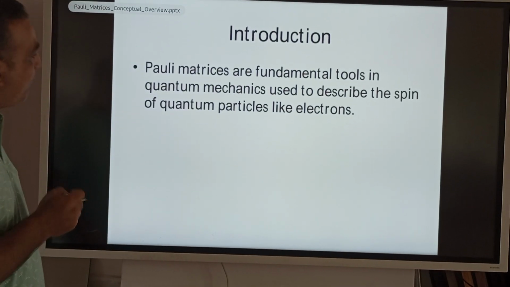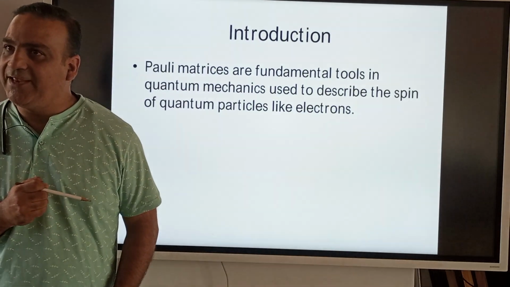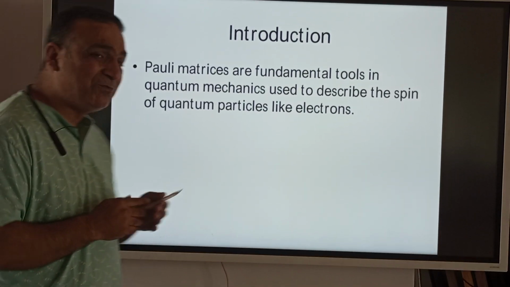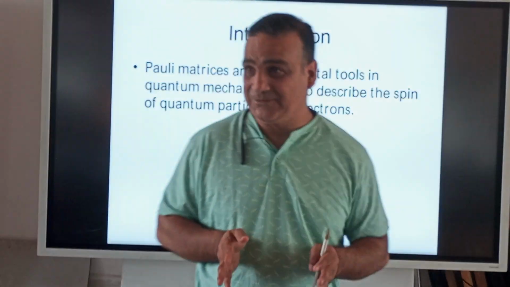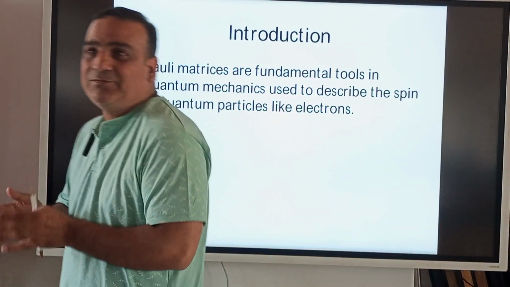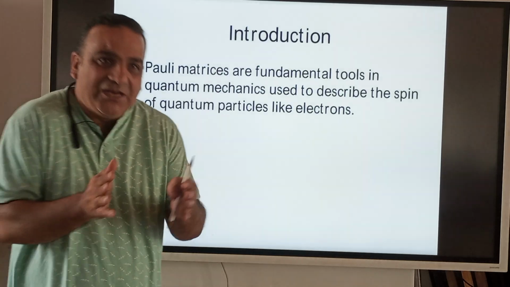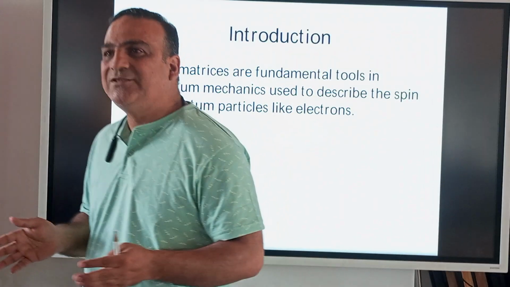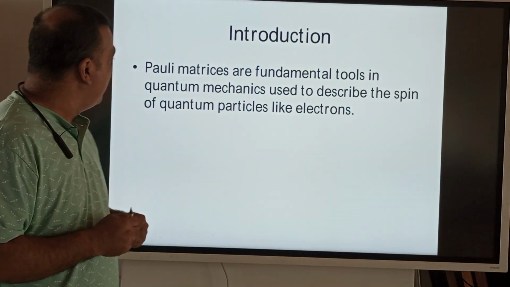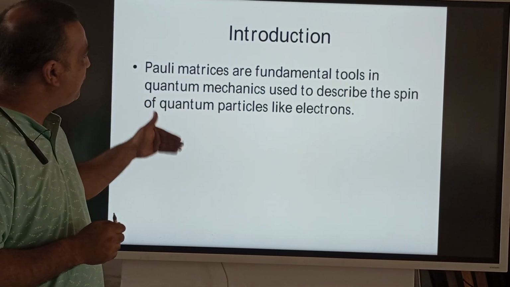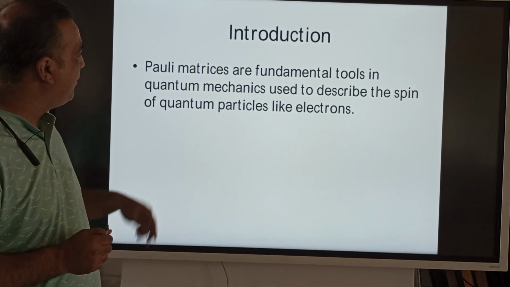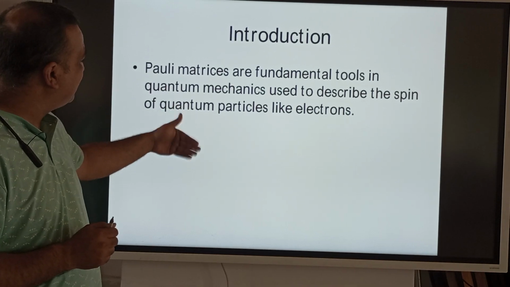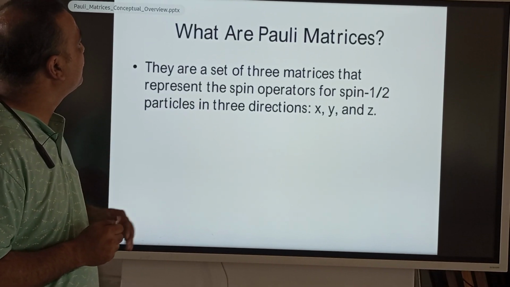So they are basically very fundamental tools. Okay, they are very fundamental tools in quantum mechanics, and they are used to describe the spin of quantum mechanical particles. Now, you have atoms as quantum mechanical particles, electrons as quantum mechanical particles, and protons as quantum mechanical particles. So these matrices are very fundamental tools that can be utilized to understand the systems that belong to these quantum particles.